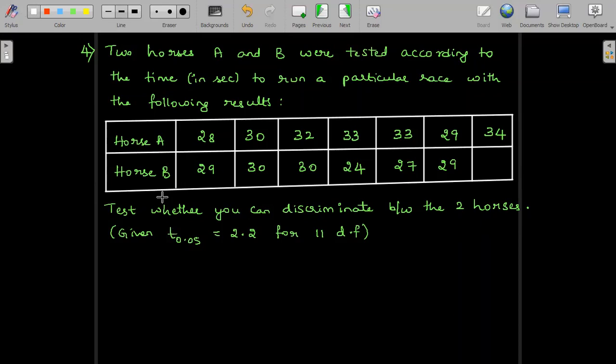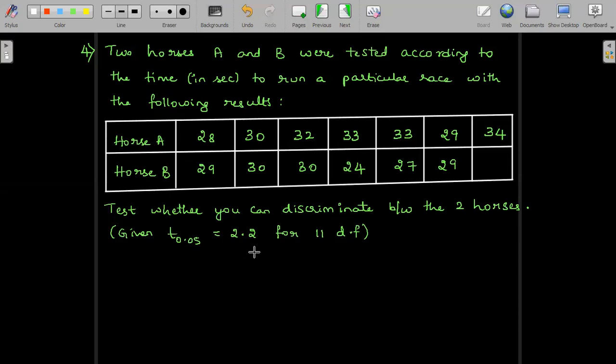So firstly, let us observe that assuming x and y respectively corresponding to horse A and horse B, N1 is given as 7 and N2 is given as 6. N1 is equal to 7, N2 is equal to 6. So N1 plus N2 minus 2 gives us the degrees of freedom. So N1 plus N2 is 13 minus 2. That is 11. So that is why for 11 degrees of freedom, we are given the t value at 5% level of significance.